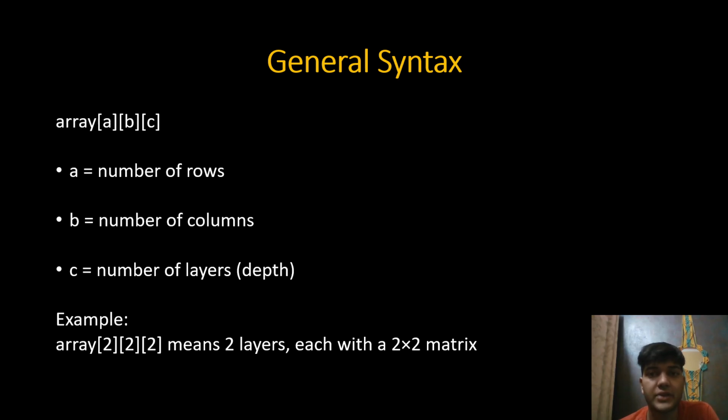Here's the general syntax for declaring a multidimensional array. Array[A][B][C], where A is the number of rows, B is the number of columns and C is the number of layers or depth. For example, there is an array which has 2 rows, 2 columns and 2 layers. In total, there are 2 x 2 x 2, 8 elements in all.